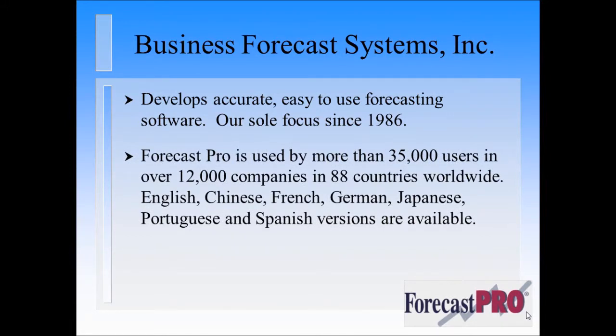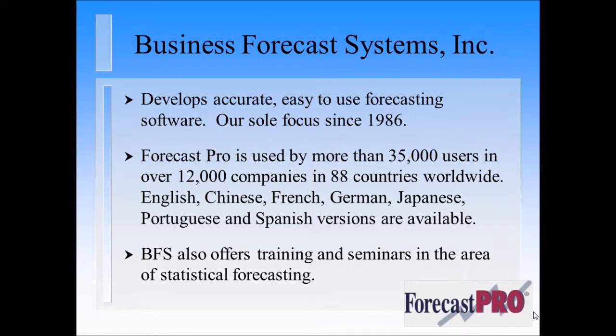We have about 35,000 users around the world, and we're also very widely distributed. So, in addition to our English versions, we're also available in a number of other different languages, including Chinese, French, German, and others. Now, our primary focus is software. We make the Forecast Pro product line. We offer consulting and training for Forecast Pro. Though, we consider ourselves forecast experts here, and so in that regard, we also offer education and training in the general area of business forecasting, in addition to our product-specific training.